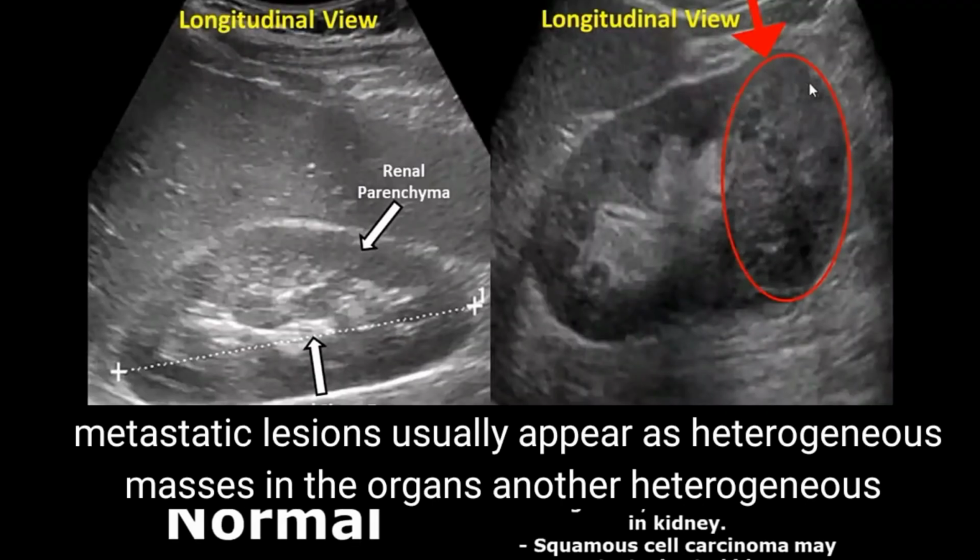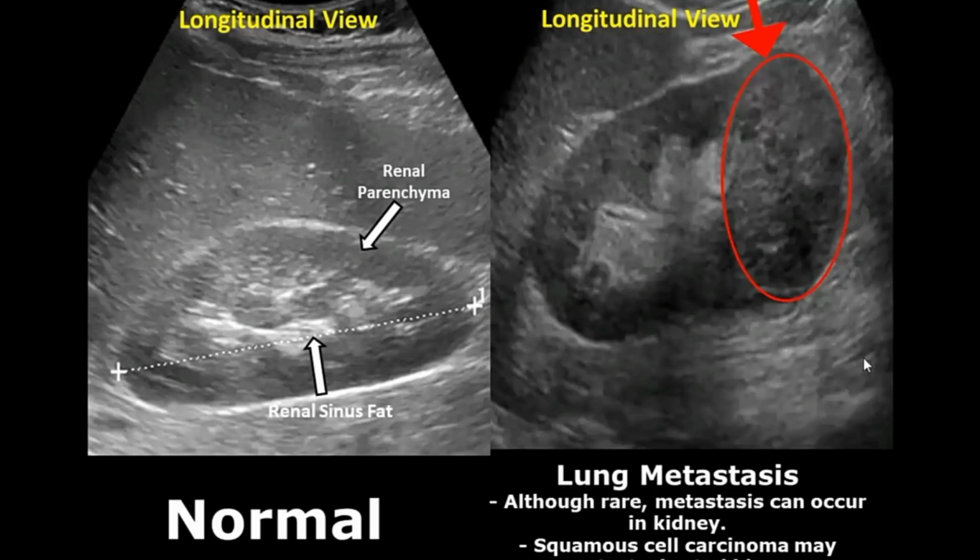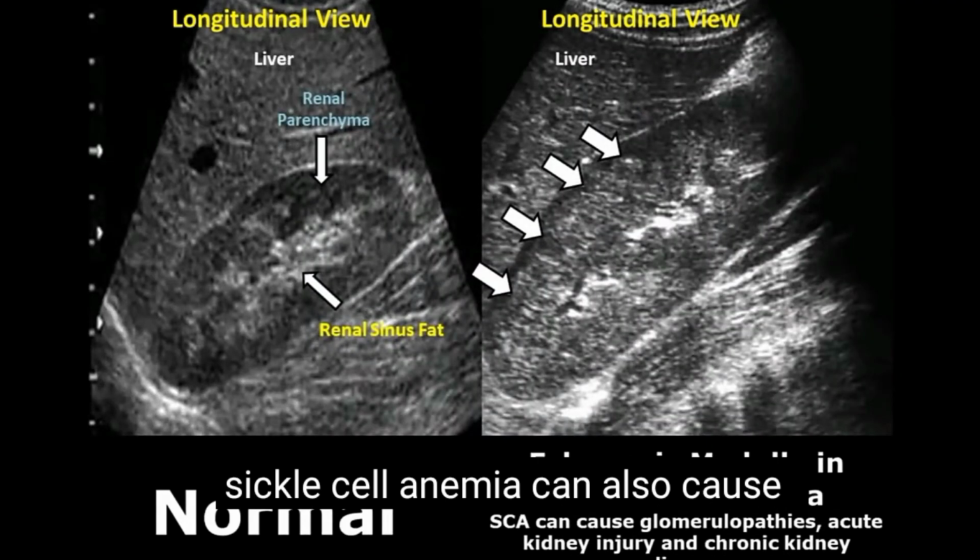Metastatic lesions usually appear as heterogeneous masses in the organs. Another heterogeneous mass we can see in the upper pole of the kidney. This is also a longitudinal view.